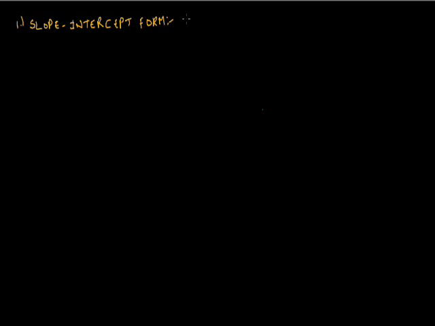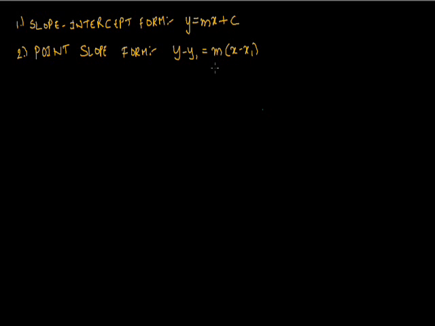This straight line, and the equation for the same was y is equal to mx plus c, where m is the slope of the line and c represents the y-intercept of the line. The second one was point slope form, and the equation for the same was y minus y1 is equal to m of x minus x1. This is the equation of the line which passes through the point with coordinates x1, y1, and the slope of the line is m.